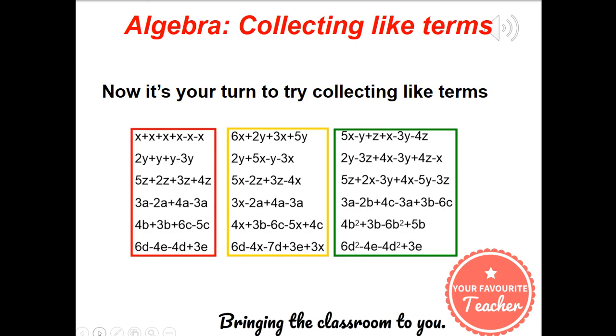Now it's your turn to try collecting like terms. As usual, the red box contains basic collecting like terms. The amber, you can try if you have a little bit of confidence with it. And the green box is for those that have full confidence in trying to do the questions. You can pause the video now for approximately 10 to 12 minutes to see how many you can do of those questions before the answers come up.